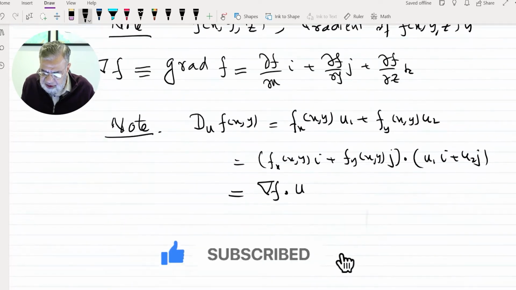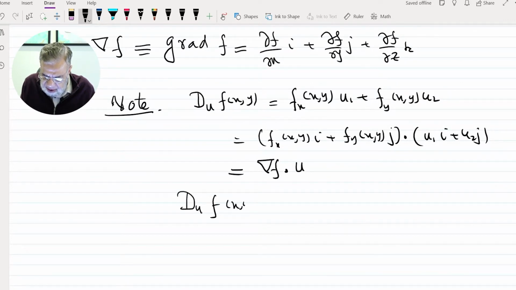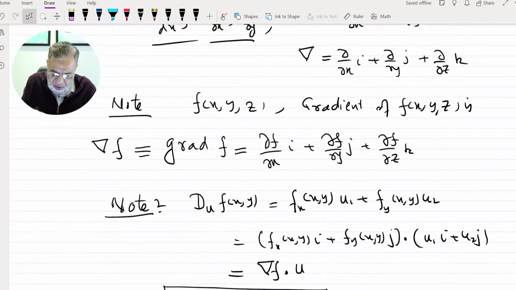So my definition for the directional derivative of the function f(x, y), at any point, is equal to the gradient of f dot the unit vector u. This is the dot product, an application of the dot product also. Say this is my note 2, this is my note 1.